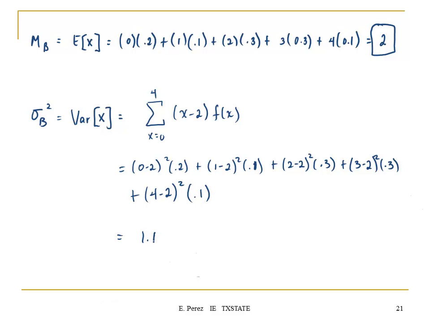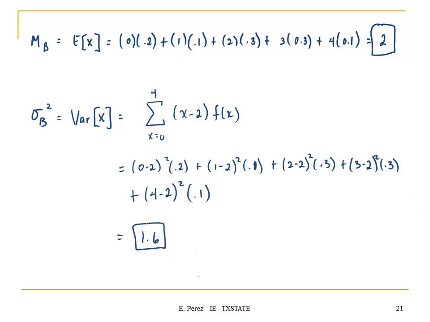And for this case, the variance is 1.6, which means that you have larger variance for company B, even though you have the same mean. Okay, so we show that the variances are different, the means are the same.